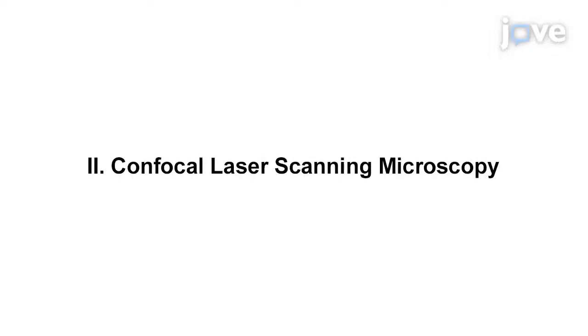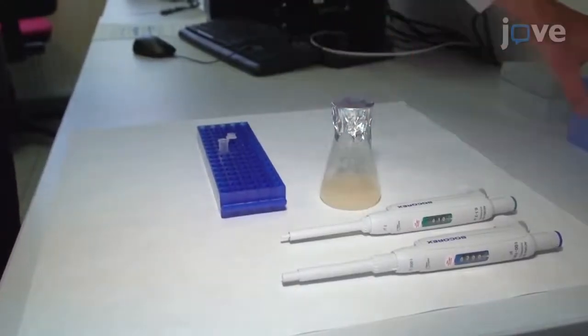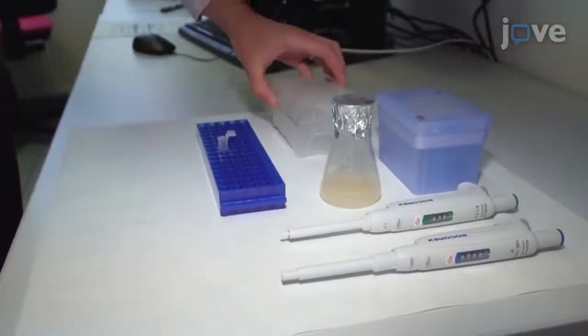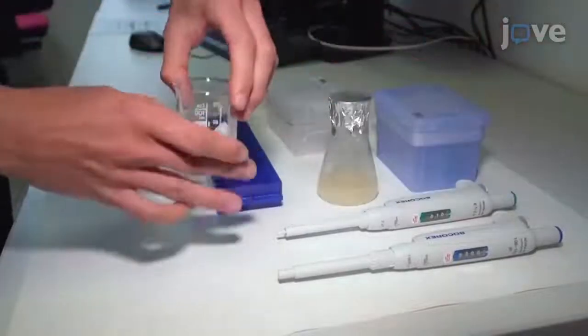Begin this procedure with preparation of biological material as described in the text protocol. Stain the prepared material with FM464 dye by applying a staining protocol that is appropriate for the studied material.